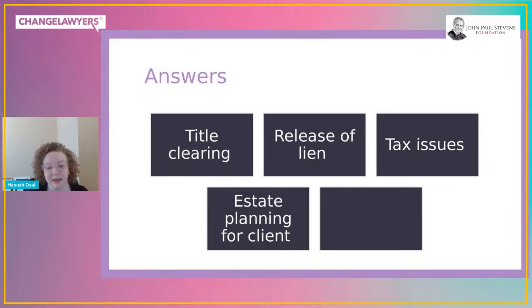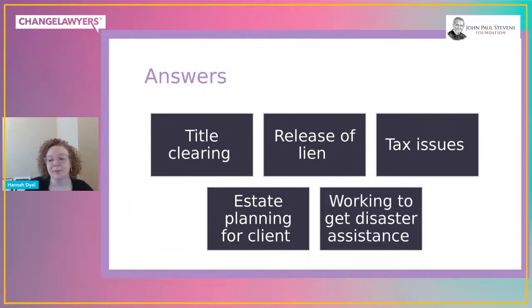This one is less critical, but if I'm working on a case like this and I get everything nice and neat for them, I want to then talk to them about, do you have someone you would want to get the property? That way we can take care of that now, and your children or your brother aren't calling us in 6 months because you've passed away and now we're in the same position. So can we estate plan for you so that this doesn't happen? And then working to get the disaster assistance to repair the house, which is of course the actual ultimate goal.